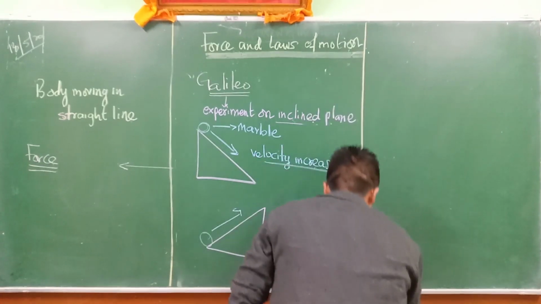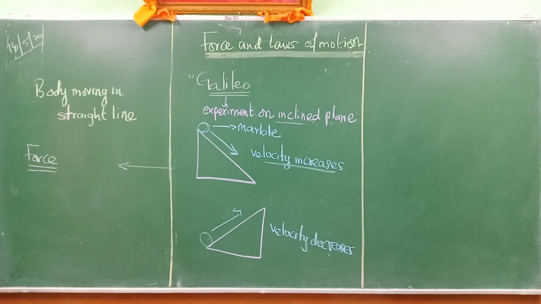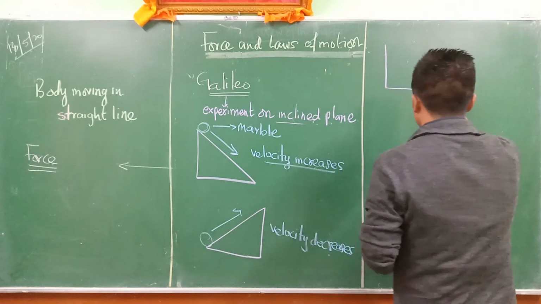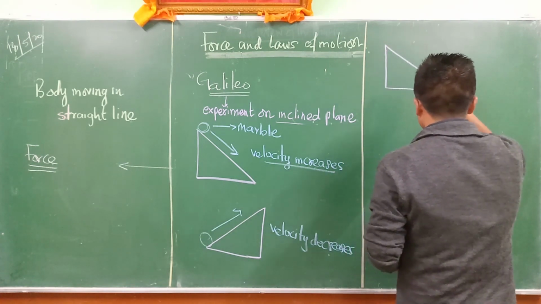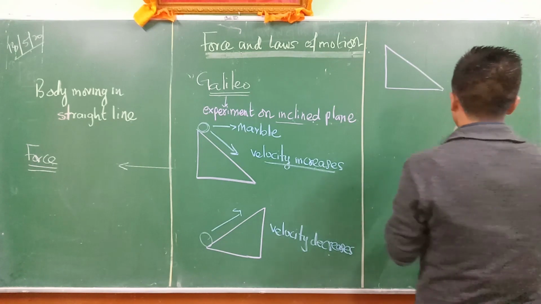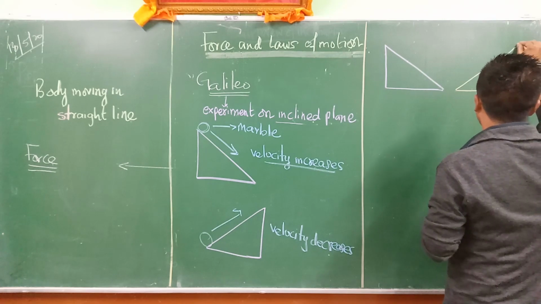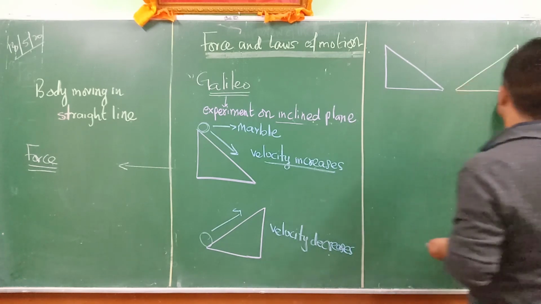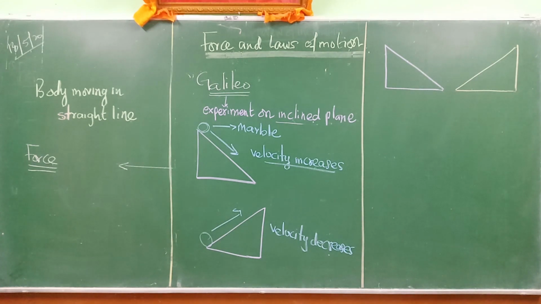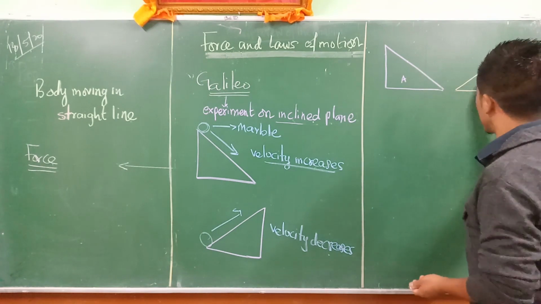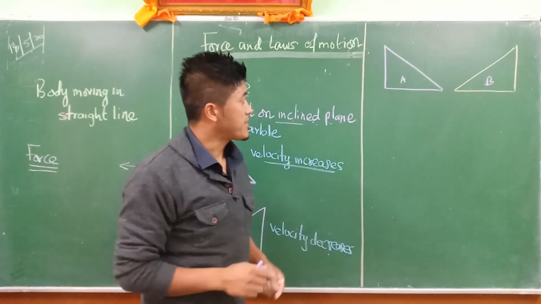What was he actually trying to say? What he did, he made use of two inclined planes, right? This is one incline. Now, these two inclined planes are of similar height. Understand? This and that. Let me just name this as A, and this is B. Same size, same height and everything.